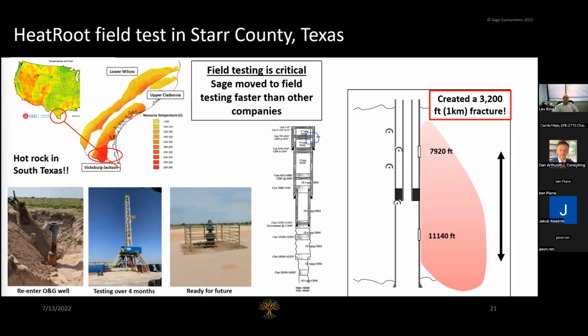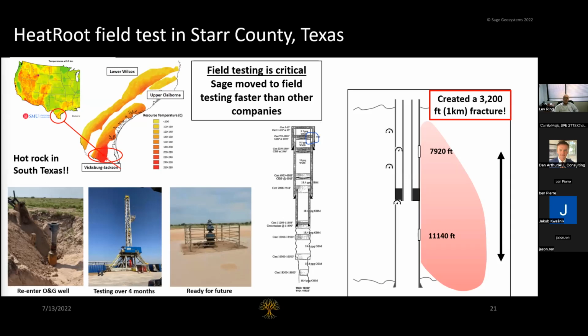Well, we have this technology. We went to South Texas and we acquired a Shell plug and abandon well that was drilled 13 years ago to the depth of 19,000 feet. And it had 230 degrees C at the bottom. It was a dry hole and it was an exploratory well.